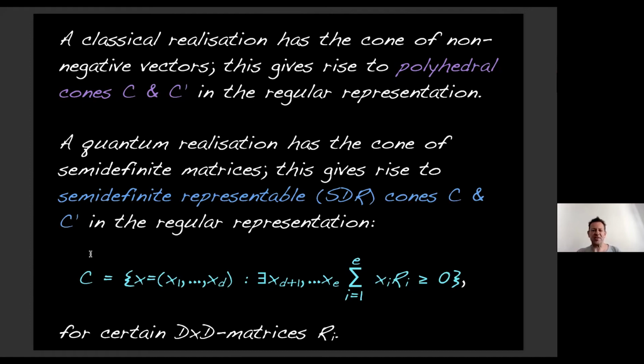So the general form of such C is a vector x, where we just choose a basis in our vector space, such that there exist some other numbers so that the sum of x_i times R_i is positive semi-definite. And the cone is simply described by these d by d, a very large number potentially, Hermitian matrices R_i. And the definition is a convex cone pointed at the origin. So this is the kind of object that you get when you slice and project the cone of positive semi-definite matrices.